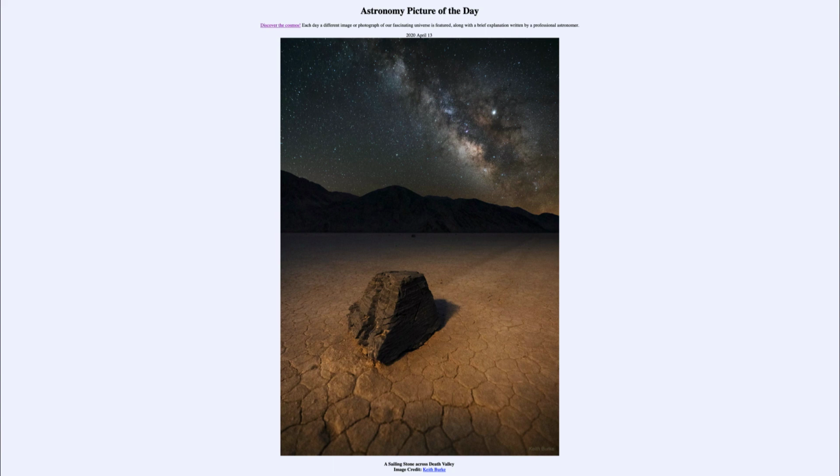So that was our picture of the day for April the 13th of 2020. It was titled A Sailing Stone Across Death Valley.